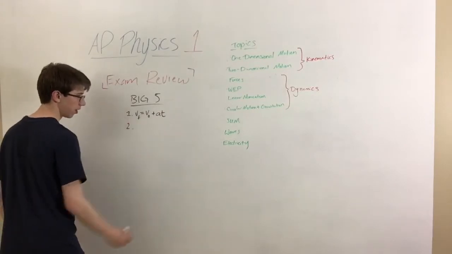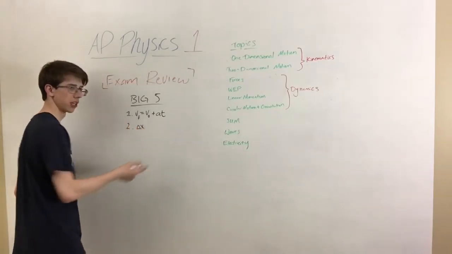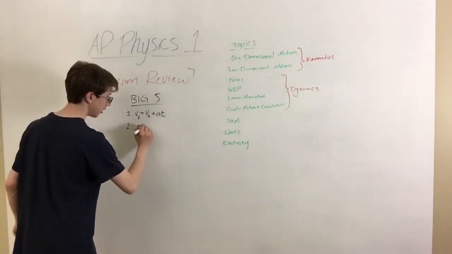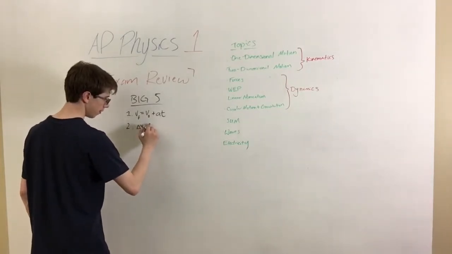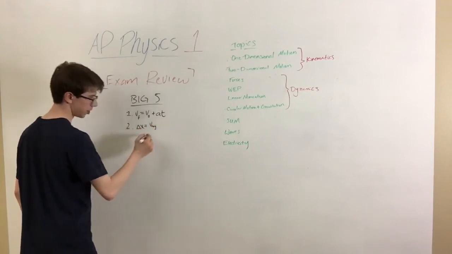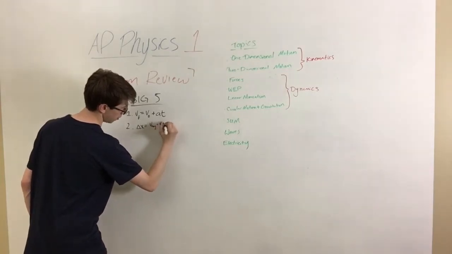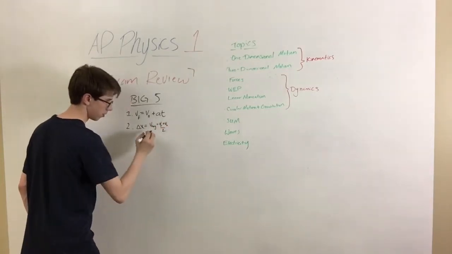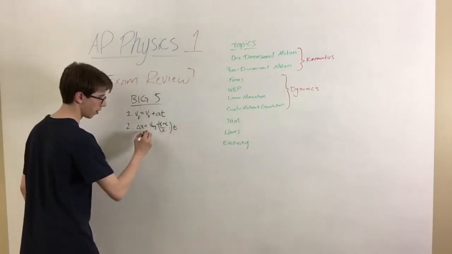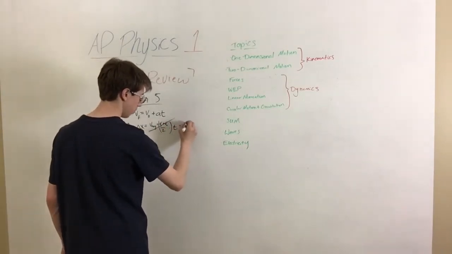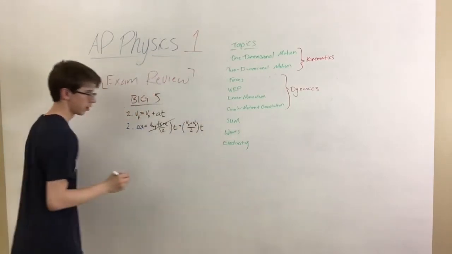Okay? The next one is going to be delta x, which is the displacement or the change in distance, is equal to v average, which is the average velocity, which is actually equal to (v final plus v initial) over 2, times the time. So in other words, you can just say that this is equal to (v final plus v initial) over 2 times the time. Okay?